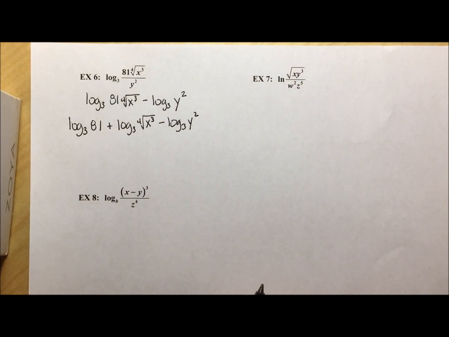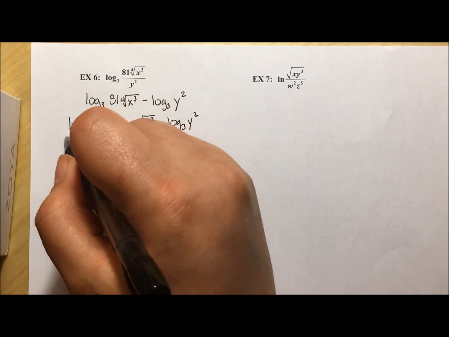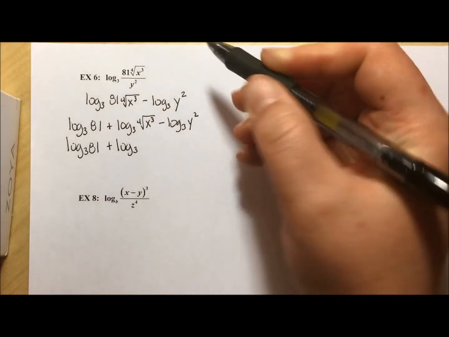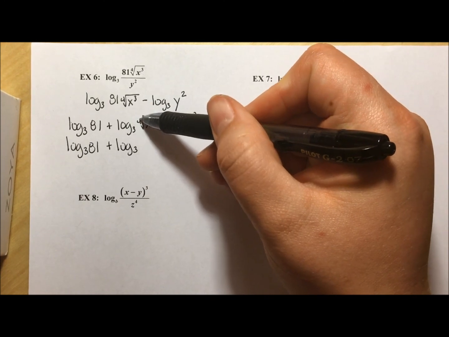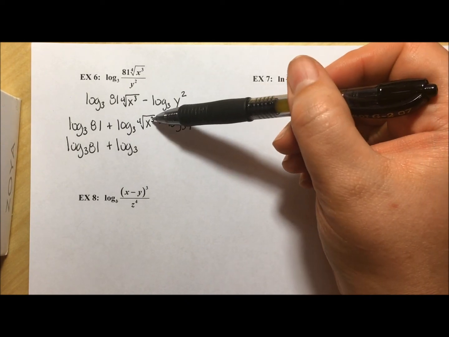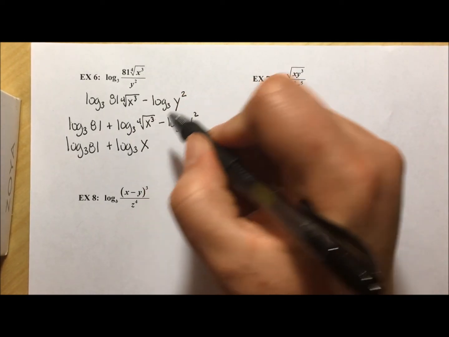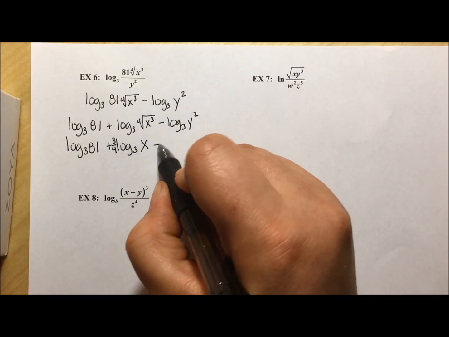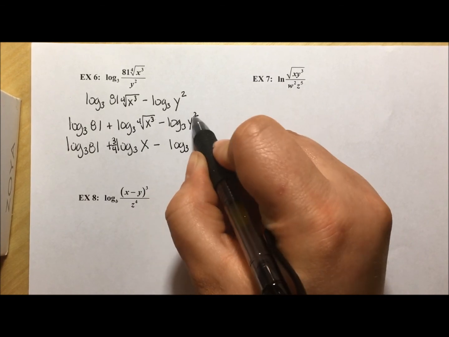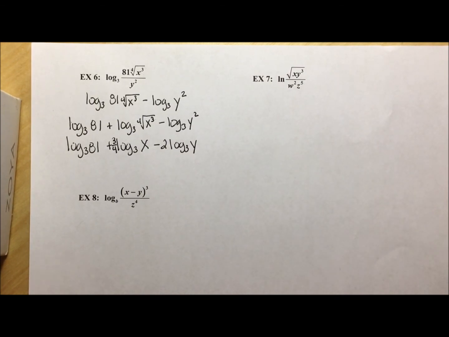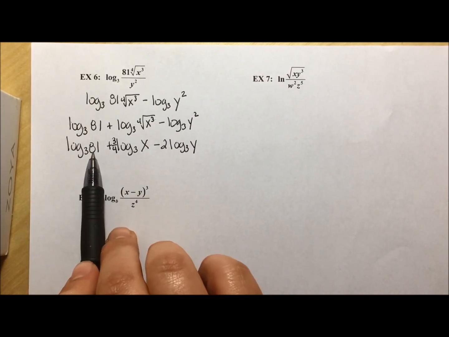Now as I look across, it looks like the only thing left to do as far as the properties go is to get rid of some powers. On the second term, we've got a power of 3 and a root 4. So we're going to combine those into a single power. That would be 3 over 4. And at the same time, I'm going to use property number 3 and bring that 3 over 4 down as a coefficient. On term number 3, we've got a power of 2, so that's also going to come down as a coefficient. And now the only thing that's left to do here is take care of this first log.